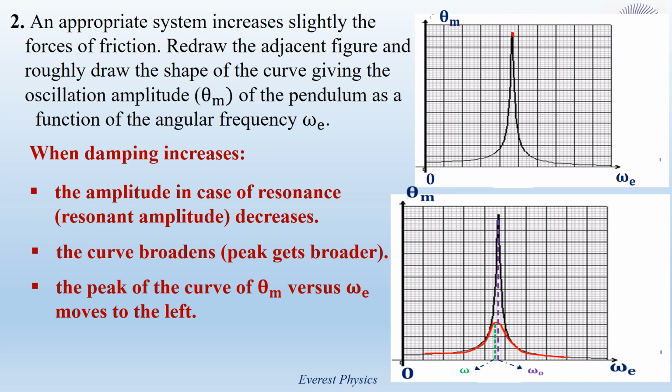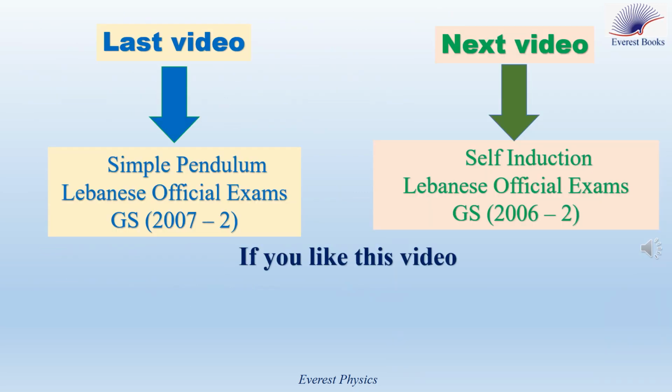Look at the red curve. It has a resonant amplitude which is less than the original one, and the curve is broader than the original one, and its peak moves to the left because the phenomenon of amplitude resonance takes place at an angular frequency omega which is less than the original value of omega.